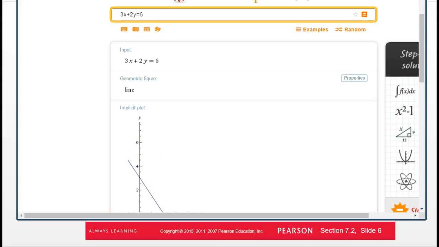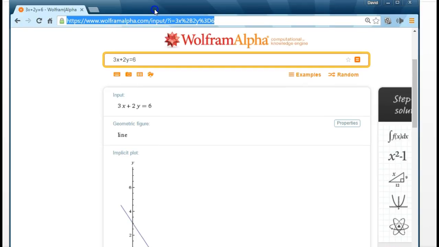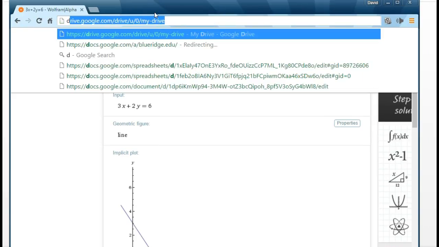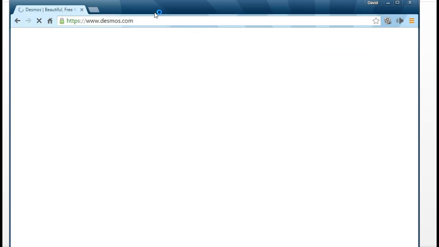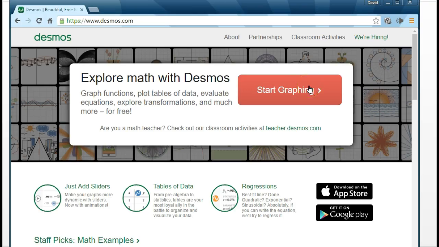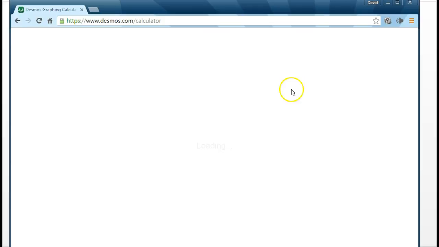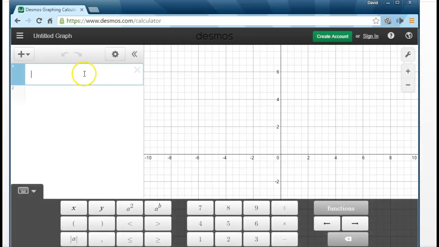Another great graphing source is a site called Desmos.com. It's a free online graphing calculator, and you can do something similar. You can type in the equations over here to the side. So 3x plus 2y equals 6. And again, there's our graph.